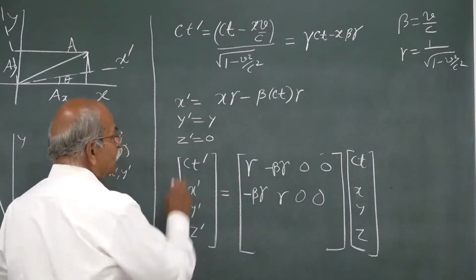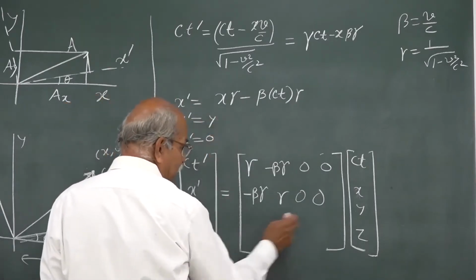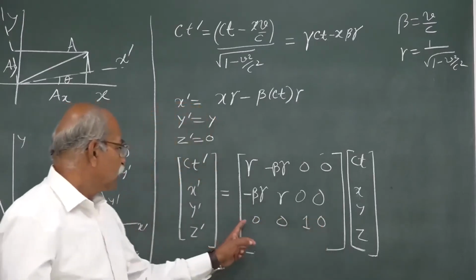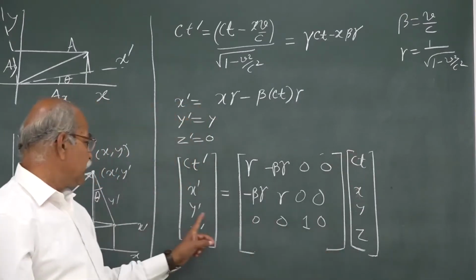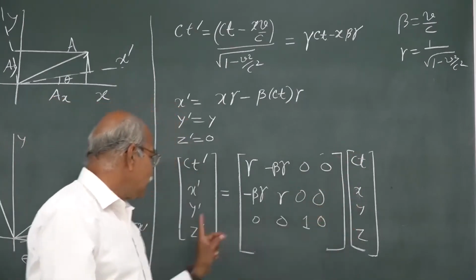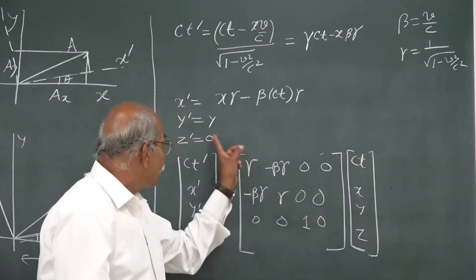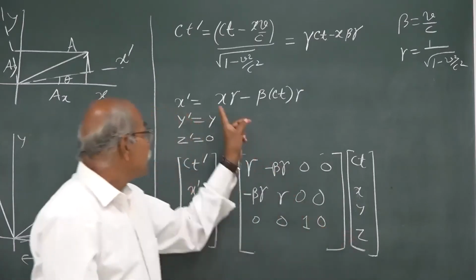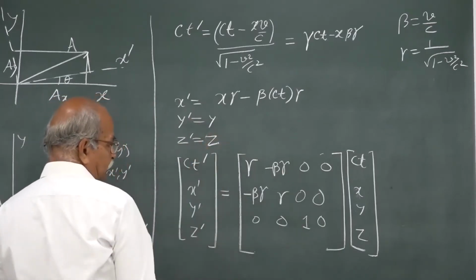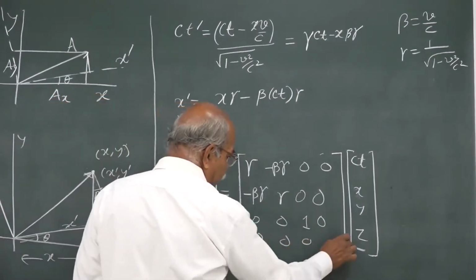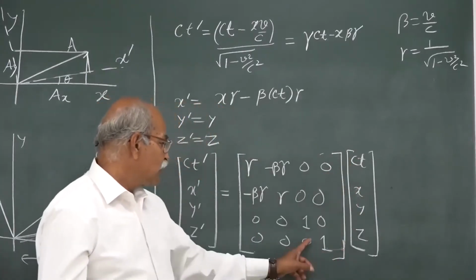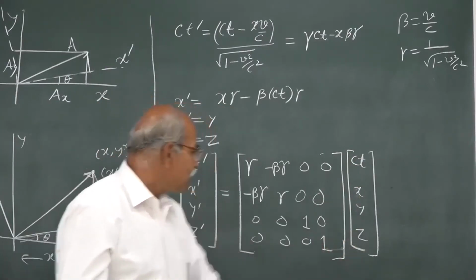What is y prime? Y prime is y. So, y prime you can write 0 0 1 0. Check. This row and this column multiplied will give me 0 into Ct plus 0 into x plus 1 into y, and then 0 into z. So, I get this one, and similarly z prime is equal to z. For that it will be 0 0 0 and 1. So, 0 into Ct plus 0 into x plus 0 into y and plus 1 into z.